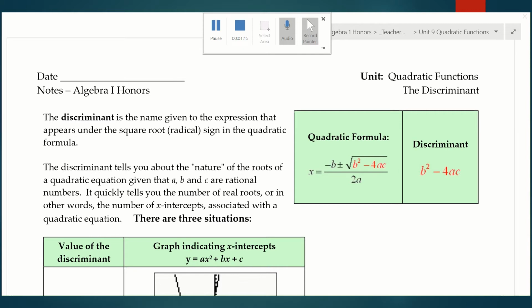But what I want to point out is you can see here in the boxes at the top that the discriminant comes right from the quadratic formula. That b squared minus 4ac that's underneath our square root, that is the discriminant, except we don't include the square root. It makes sense that that part is used for the discriminant, because anytime we've gotten a negative number under the square root sign, we've always said that there's no solution. We can't take the square root of a negative number.